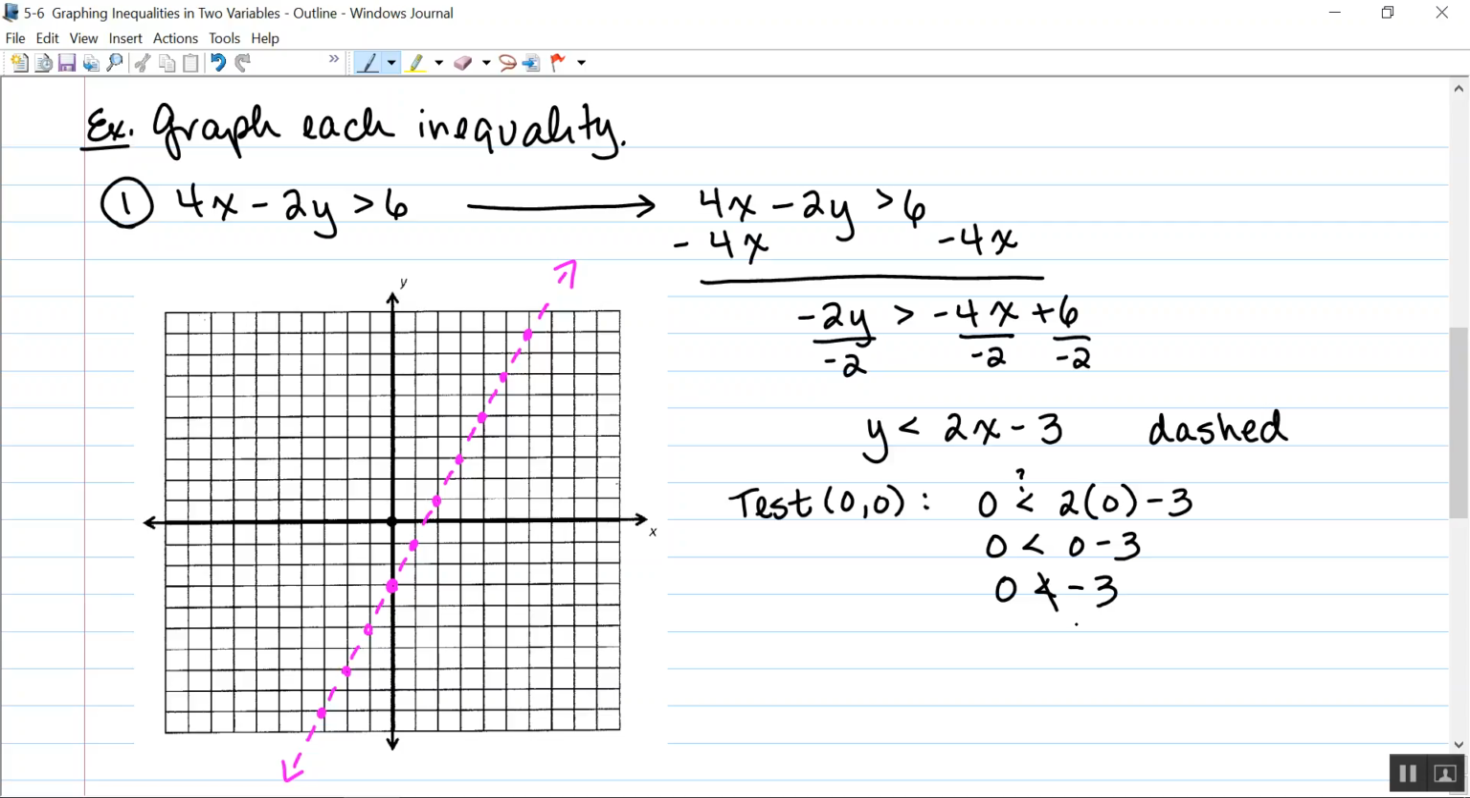So here's where the point 0, 0 is. Since it's not true, I do not want to shade that side of the line. I want to shade the other side of the line over here. So all of that gets shaded. Now what does that mean? That means that every point on this side of the line makes that inequality true. So if I were to pick the point 10, 10 or 10, negative 10 and plug it in, it's going to work. And every point on this unshaded side of the line does not work. Let's take a look at another example.